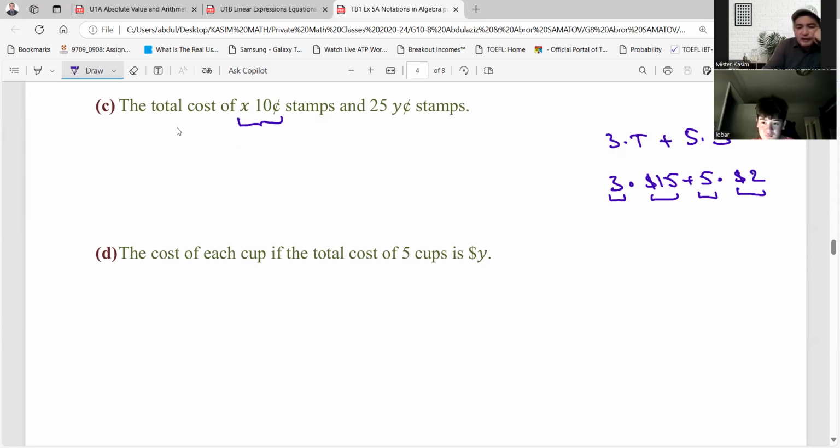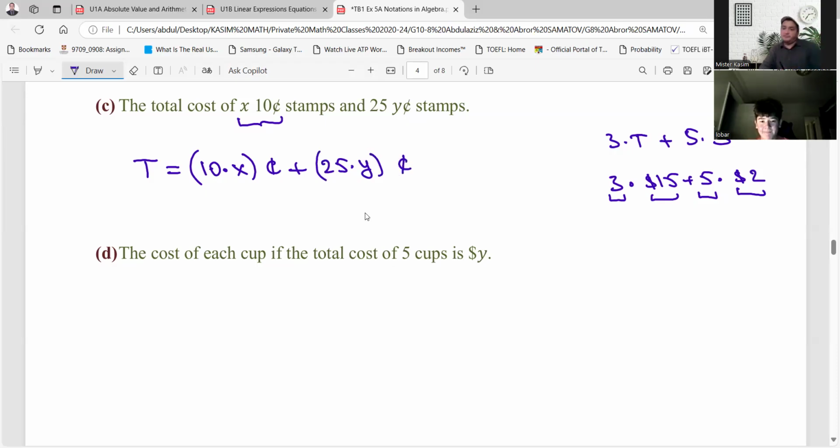So we need to find the total cost, right? The total cost, let me just label this by capital T. So that's our total cost. And if you have x 10-cent stamps, the value will be the product, so first we write 10x cents. And plus 25y cents, right? I have 25 stamps, each one is worth y cents. This will be the total cost, right?